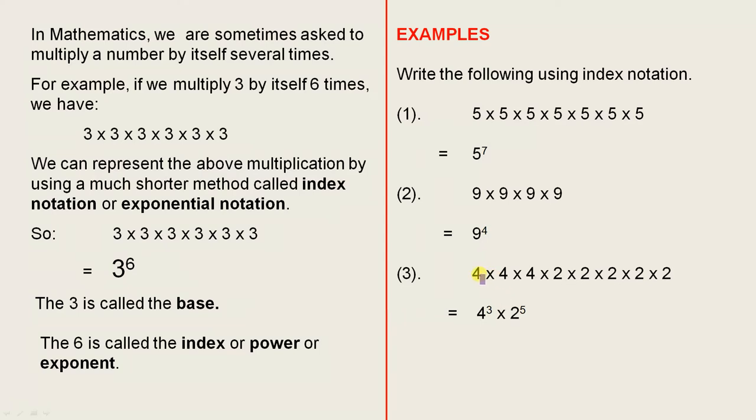This is a little bit interesting. We've multiplied 4 by itself 3 times and 2 by itself 5 times. So it's 4 cubed by 2 to the power of 5. This is a special way of saying that. We can say 4 cubed or 4 to the power of 3, multiplied by 2 to the power of 5.